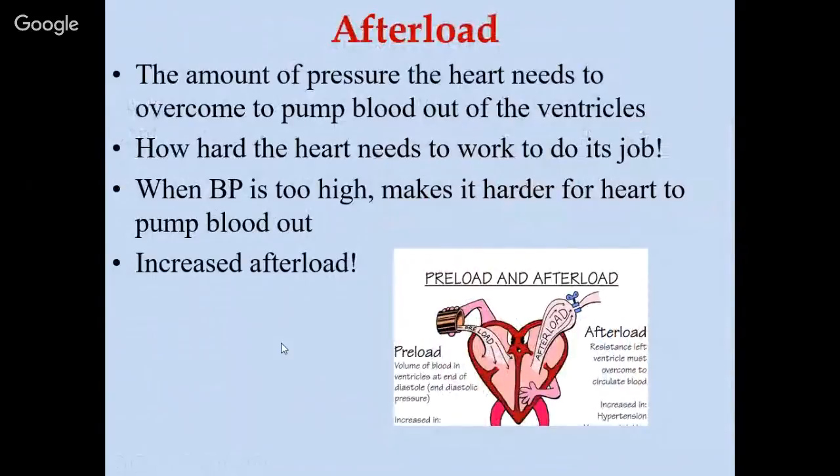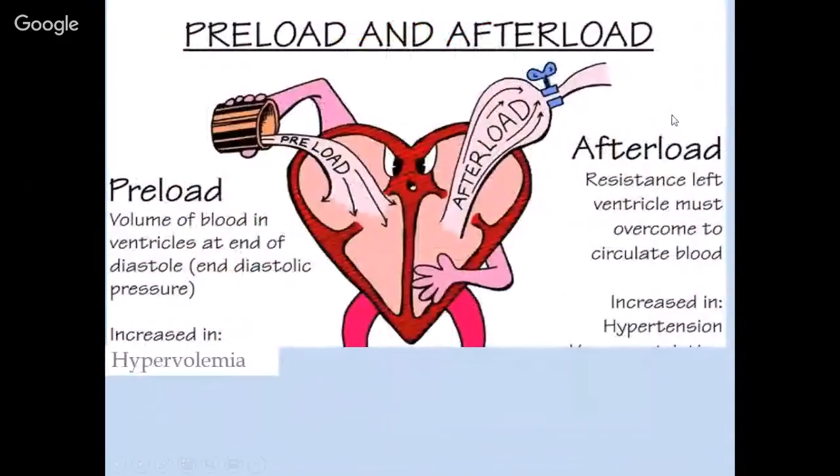Afterload. This is the amount of pressure the heart needs to pump out of the ventricles. Afterload is the amount of pressure needed to get the blood out of the ventricles and into the next place they're going, either the lungs or, from the left ventricle, back to the body. How hard the heart needs to work to do its job. When blood pressure is too high, it makes it even harder for the heart to pump blood out. This is increased afterload. So you can see afterload is out, preload is in.